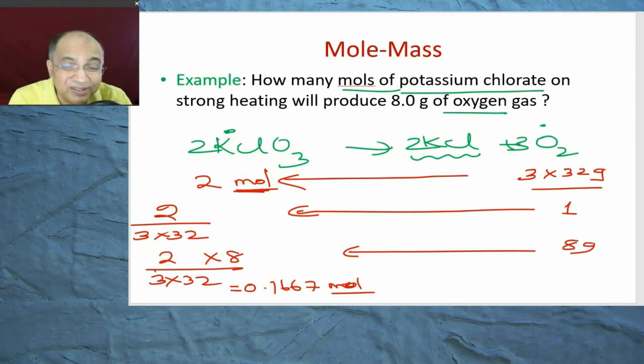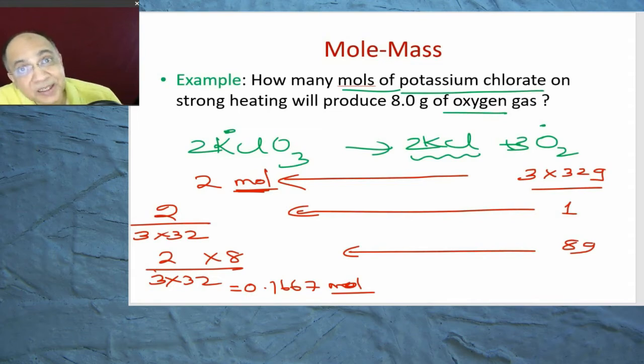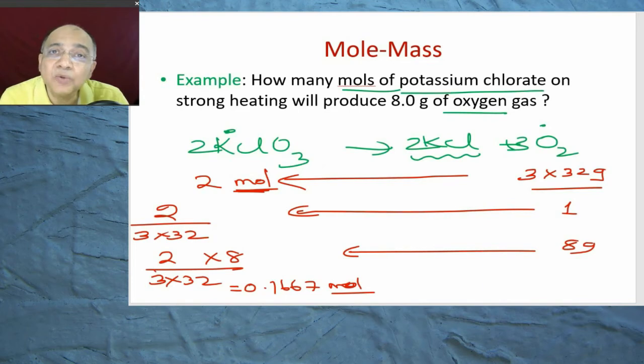Now this is the next relationship, that is mole-mass. You will be given the data of one of the species, maybe reactant, maybe product, in mass, gram or kg, and the other one in mole. See this example. How many moles of potassium chlorate on strong heating will produce 8 gram of oxygen gas? So the product amount is given, but the reactant mole is asked. Here the reactant amount is not known, and will be expressed in terms of moles.